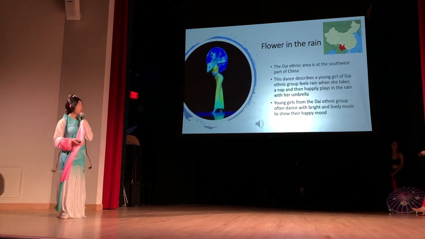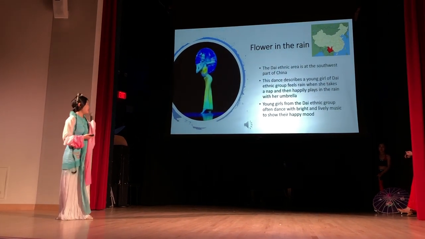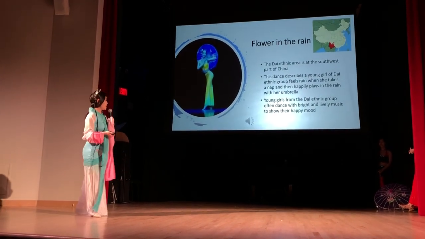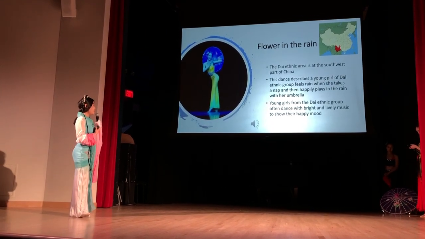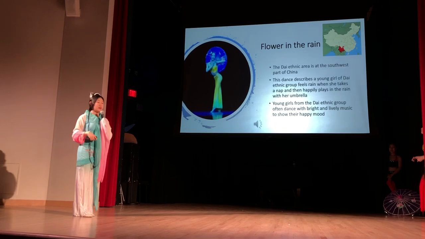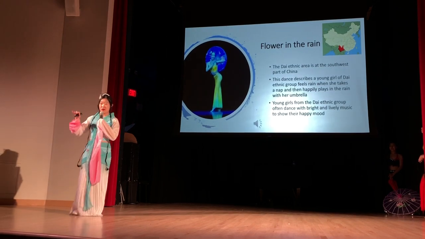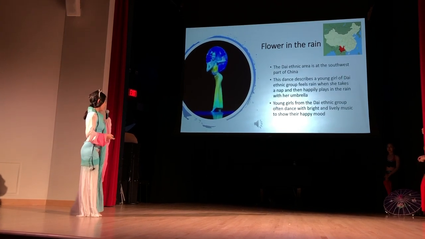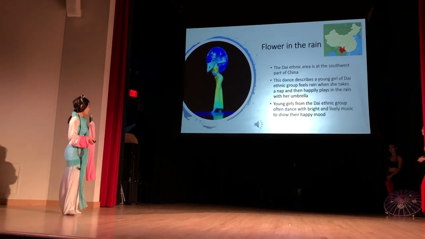The next dance is called Flower in the Rain. This dance is from the Dai area, which is in the southeast part of China. It describes a young Dai girl who feels rain when she takes a nap, and then happily plays in the rain with her umbrella. That part of China is very hot, so if the rain falls, everyone is very happy about that. Young girls from the Dai ethnic group often dance to bright and lively music to show their happy mood. So let's enjoy.